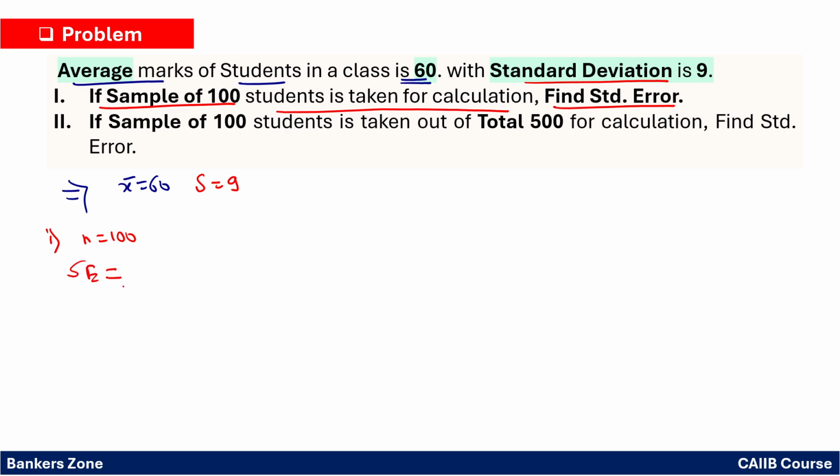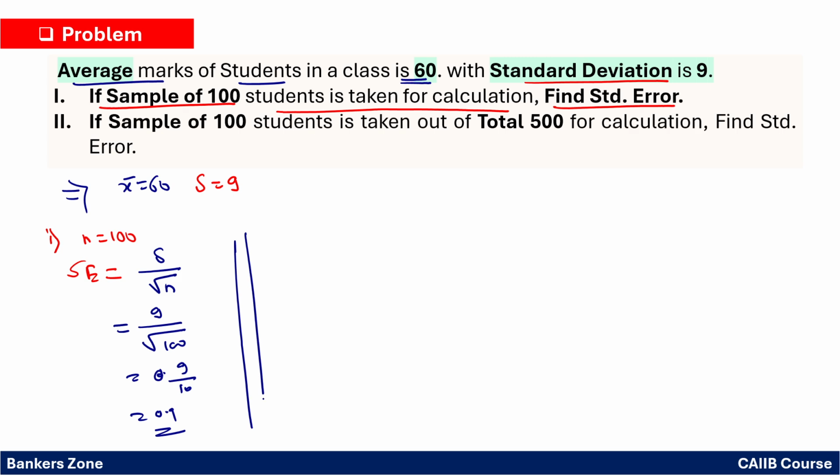What is the formula for standard error? It is simply sigma upon square root of n. Sigma is 9, square root of n is square root of 100, so 9 divided by 10, it will be 0.9. Very simple, right? Now see the second problem.